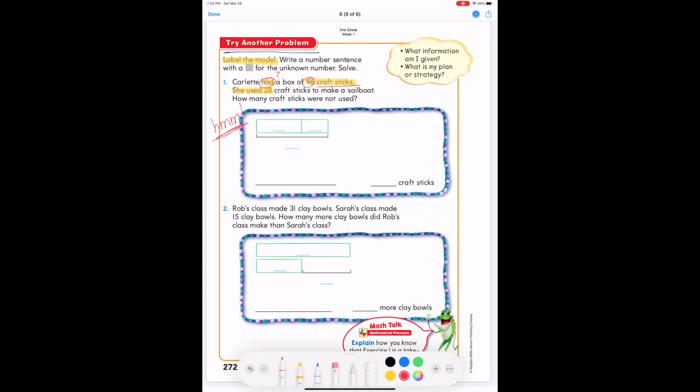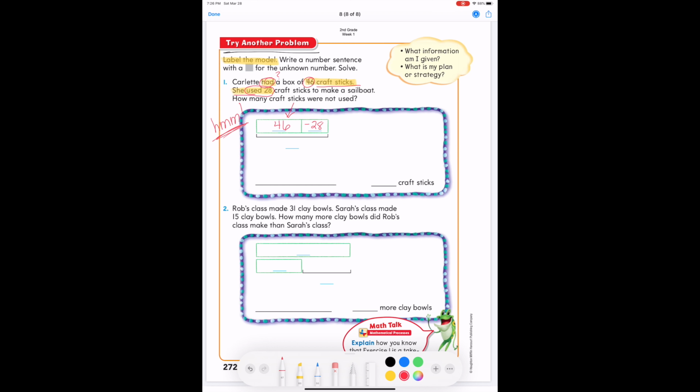We're going to be using this strip diagram so that we can do our subtraction and find the difference, because she had something and then she got rid of some other parts of it. We started with 46, but then she used 28. She did not get some more, she used 28, so that's going to be minus 28. 46 minus 28.